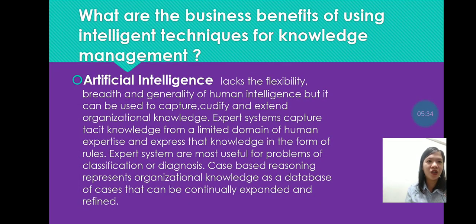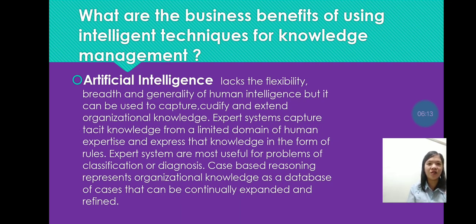Next question is, what are the business benefits of using intelligent techniques for knowledge management? Artificial intelligence lacks the flexibility, breadth, and generality of human intelligence, but it can be used to capture, codify, and extend organizational knowledge. Expert systems capture tacit knowledge from a limited domain of human expertise and express that knowledge in the form of rules. Expert systems are most useful for problems of classification or diagnosis.